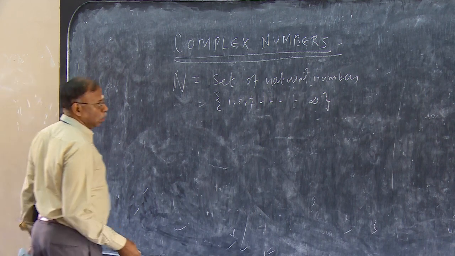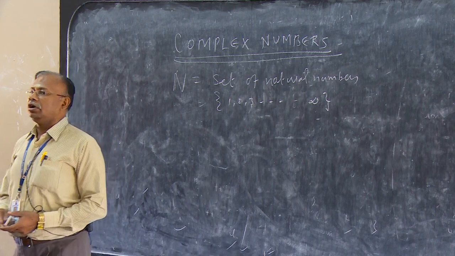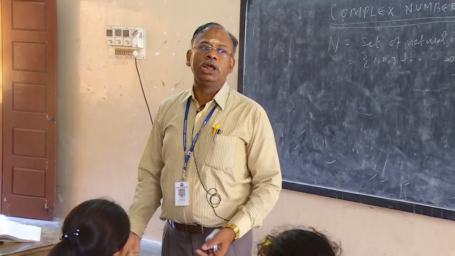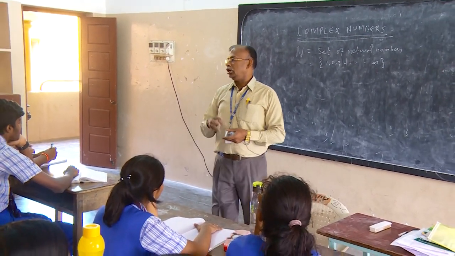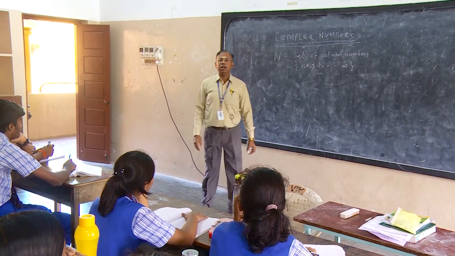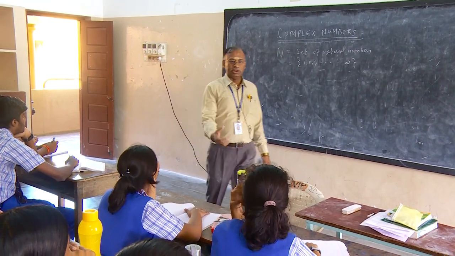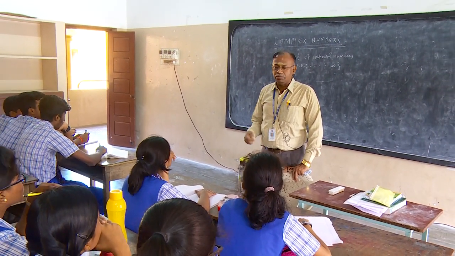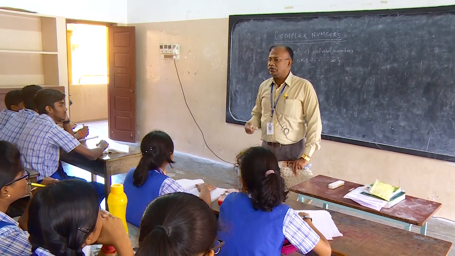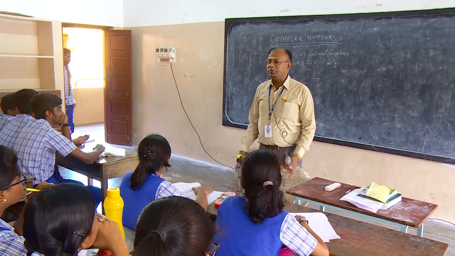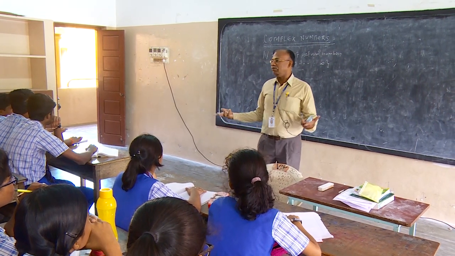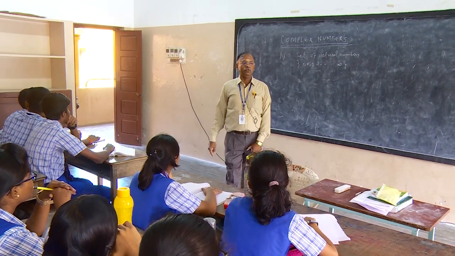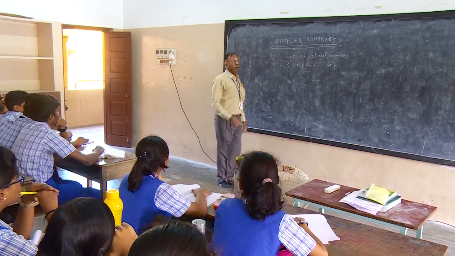Now, if you call a child and give the child 3 chocolates, and tell the child to count, she will tell you there are 3 chocolates with me. You take away one chocolate, and if you question the child once again, the answer will be 2. You take away another one, the answer will be 1. If you take away that also, in some cases the child may cry, in some cases she'll answer, I have no chocolate with me. Therefore, just to represent absence of things, there is a need to introduce another number called 0.